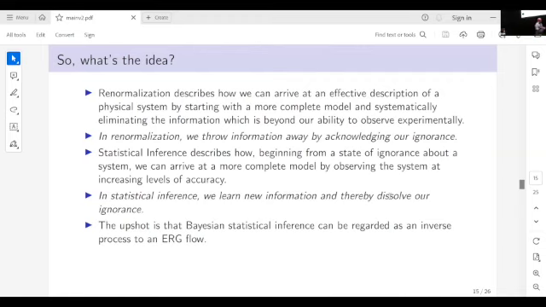And actually, we already heard in the previous talk that we can think of the backward flow equation. And the backward flow equation is what's going to give us the Bayesian flow, or alternatively, the backward Bayesian is going to give us ERG. Normally, no Bayesian would want to throw information away, but you can.